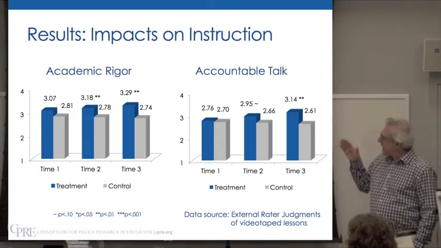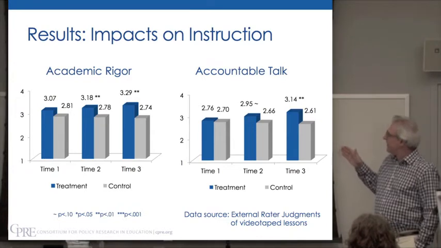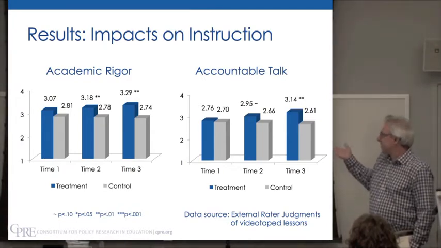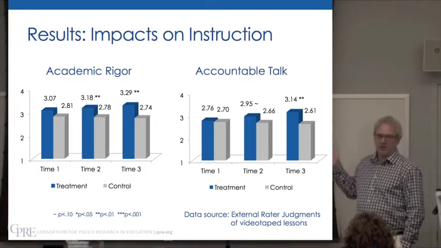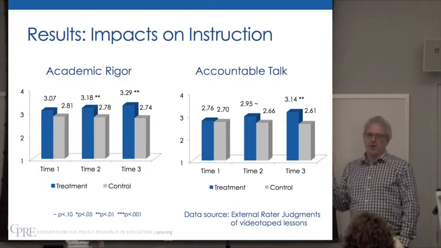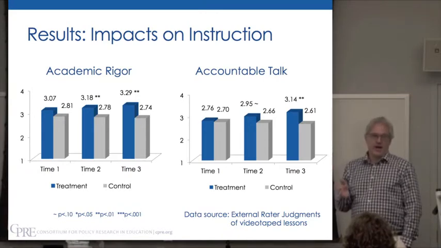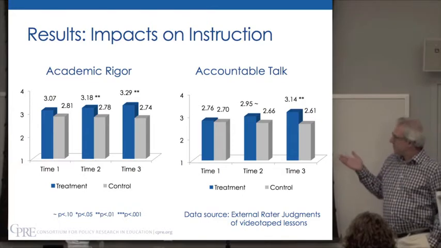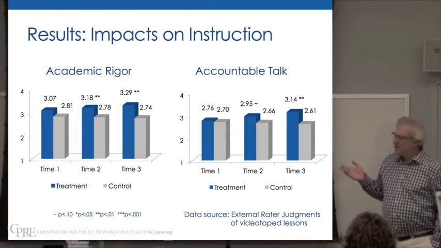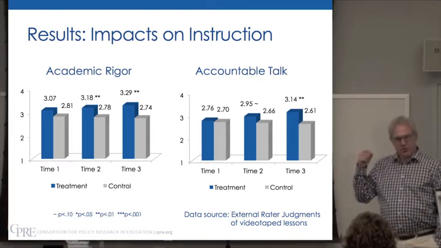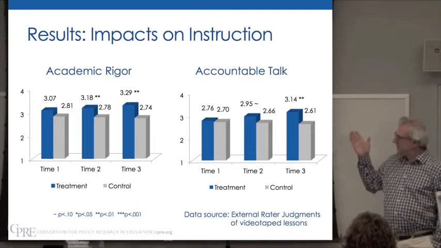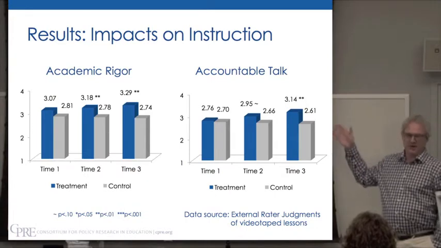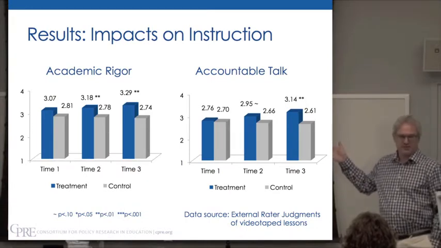But at both time two and time three, there were large effects or significant effects on both academic rigor and accountable talk. The effect sizes were between a third to a half a standard deviation. So what's the metric here? These are rating scales of external raters on three dimensions of academic rigor and four dimensions of accountable talk.